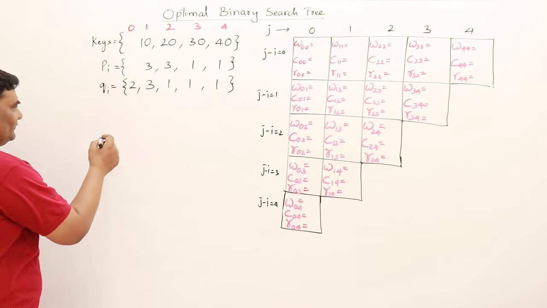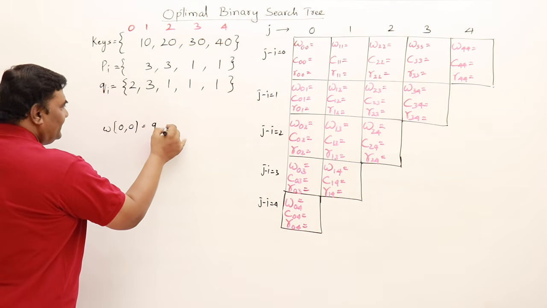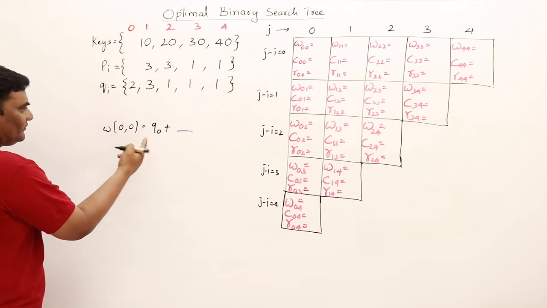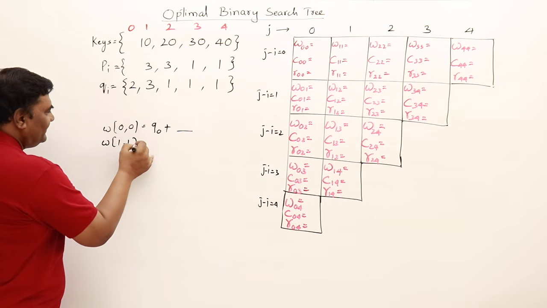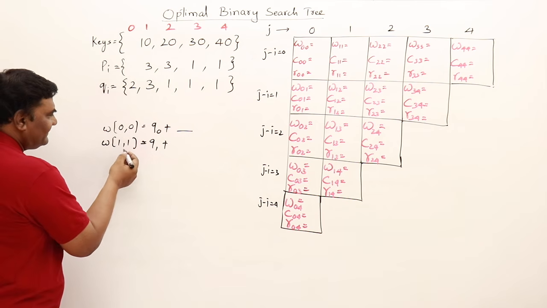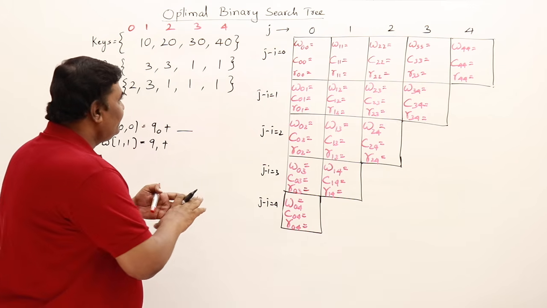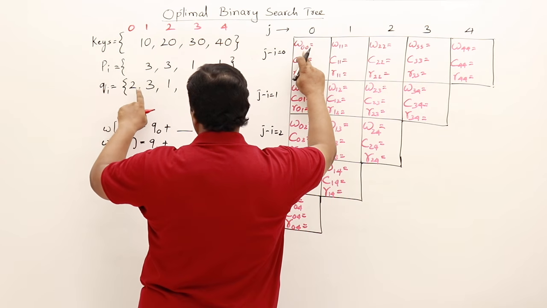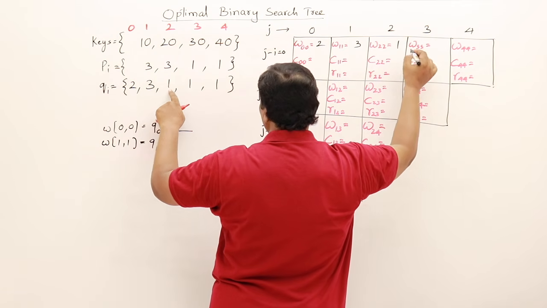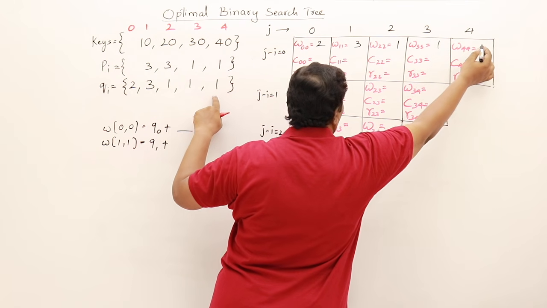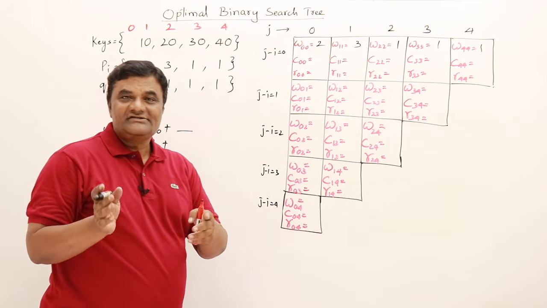So first of all, W values I will fill up. See, W of 0, 0 is Q0 plus nothing is there, right? So it means 0, 0 is Q0. W of 1, 1 is Q1 plus nothing is there. 1 is the last one, starting from 1 and ending at 1. So this is just Q1. So W of 0, 0 is 2 and this is 3. 1, 1 is 1 and this is 1 and this is also 1. So W values are just the first Q values.